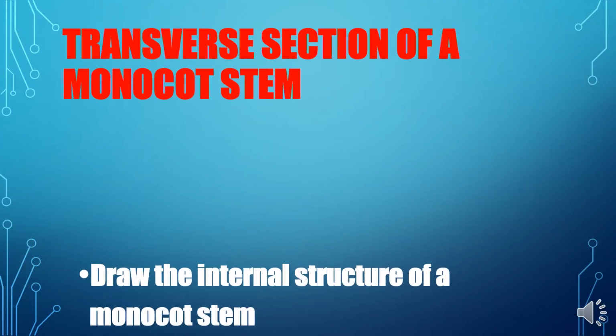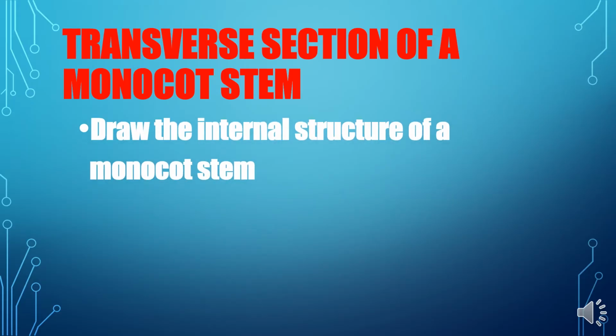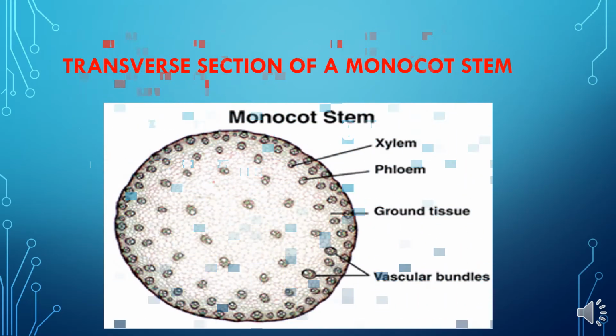Transverse section of a monocot stem. Pause this video and draw the internal structure of a monocot stem. A transverse section of a monocot stem has vascular bundle tissues, that is xylem and phloem. Xylem is used to transport mineral salts and water. Phloem is used to transport food nutrients, the manufactured food or products of photosynthesis. Then we have ground tissues. This is actually parenchyma, sclerenchyma, and collenchyma. Then lastly, we have the vascular bundles.